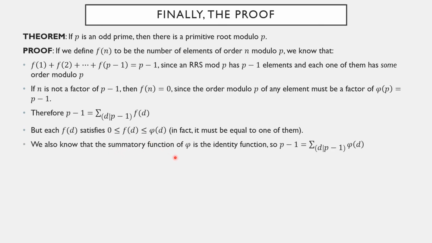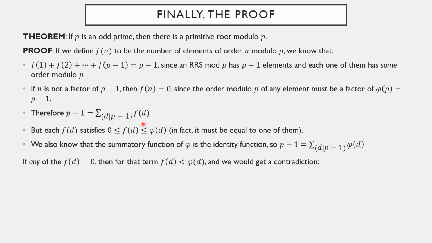We also know, however, from long ago, the summatory function of the totient function is identity. So if I take the sum over factors of p minus 1 of the totient function, I'm just going to recover p minus 1. So these f of d's are either 0 or phi of d. Let's suppose that any of them are 0. Then specifically for that one term of the sum, f of d would be 0 and phi of d wouldn't, so I'd get this inequality. But then I have a contradiction.